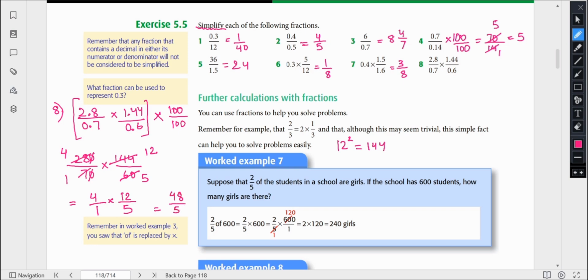But again, this is an improper fraction. We need to convert it into a mixed form. So 5 multiplied by 9 will be 45, and we will have 3 remaining. So the final answer would look like 9 3 over 5.